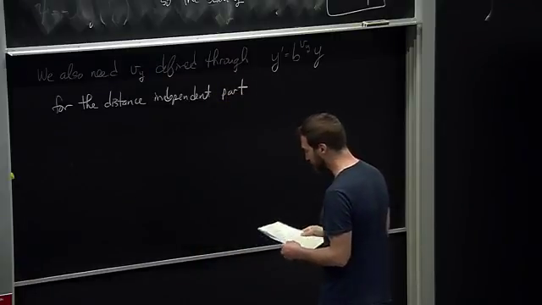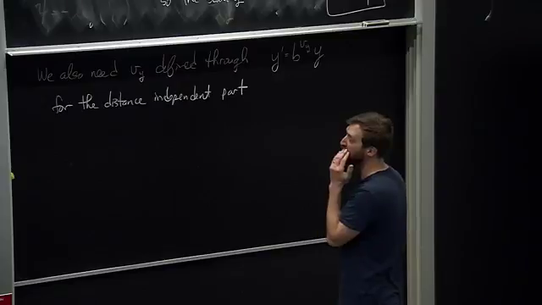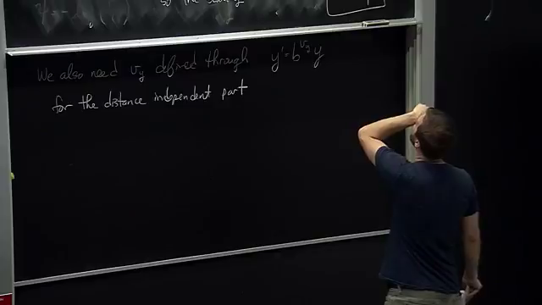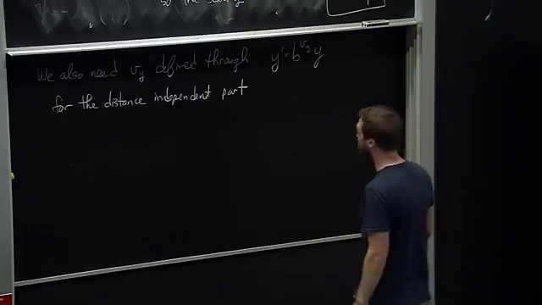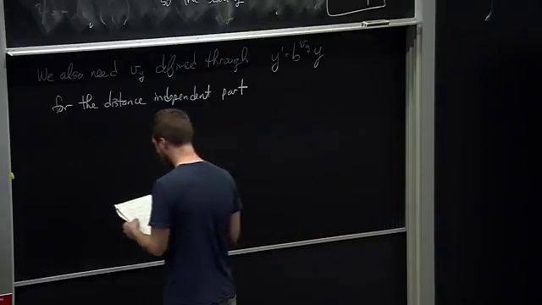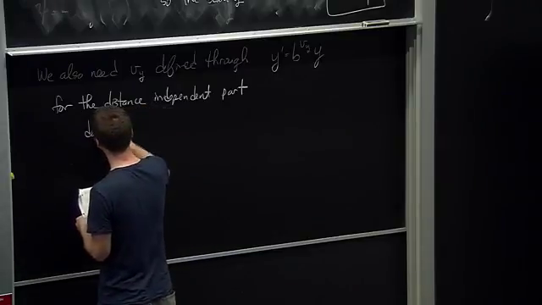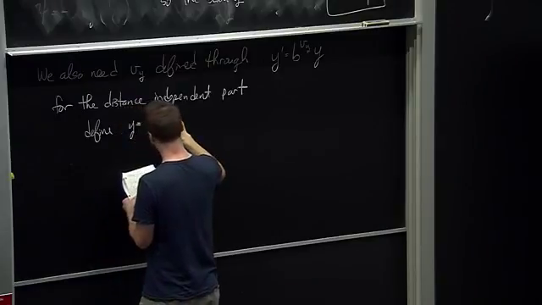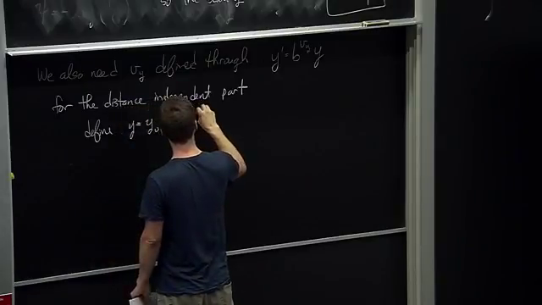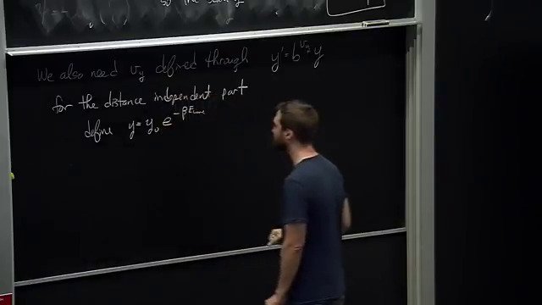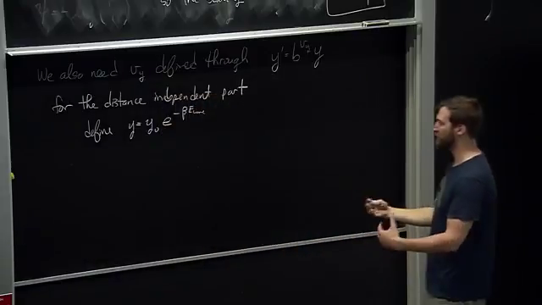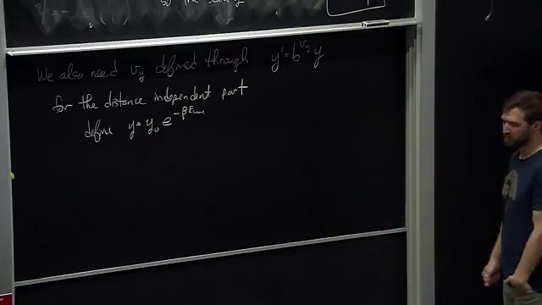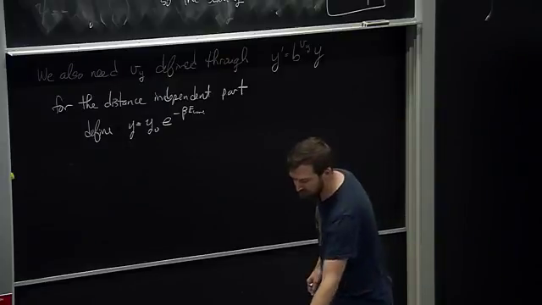And I'm going to group things together here. Because I have a core energy, I have y naught squared, and I have e to the minus 2 beta e core. So I can define y as just y naught e to the minus beta e core, and I'm just absorbing the other part that doesn't matter.